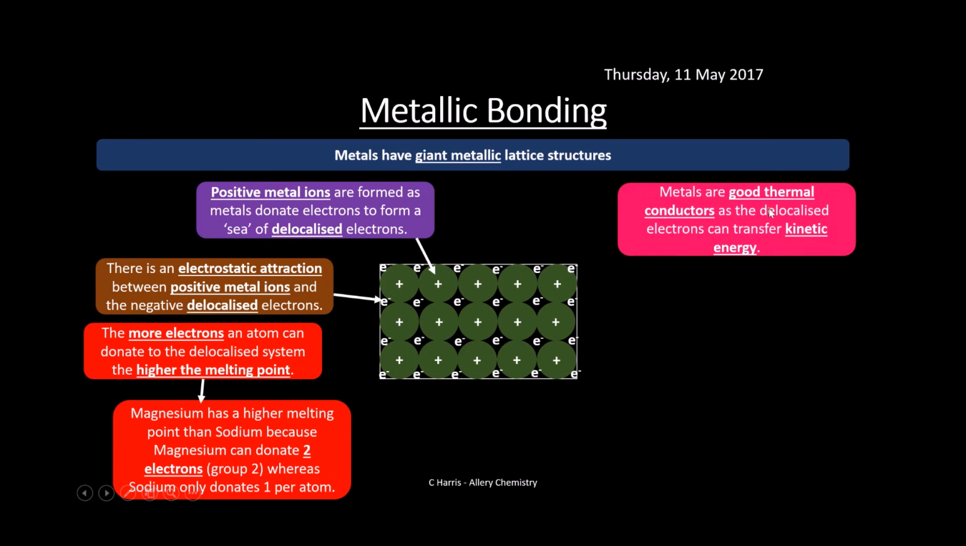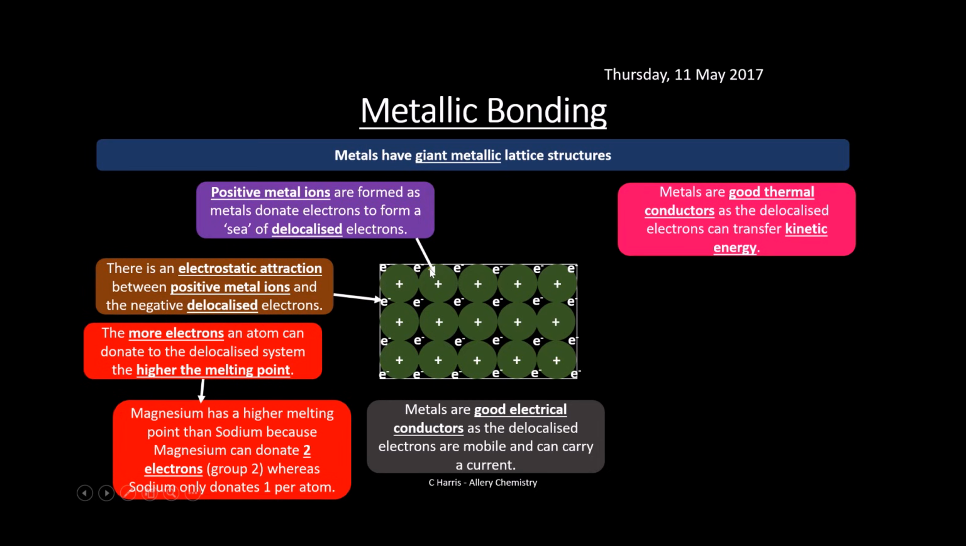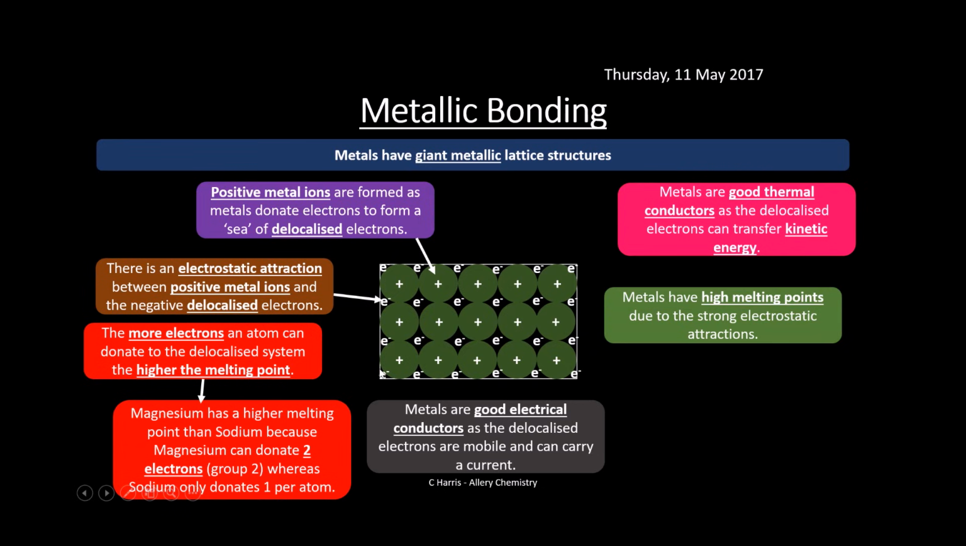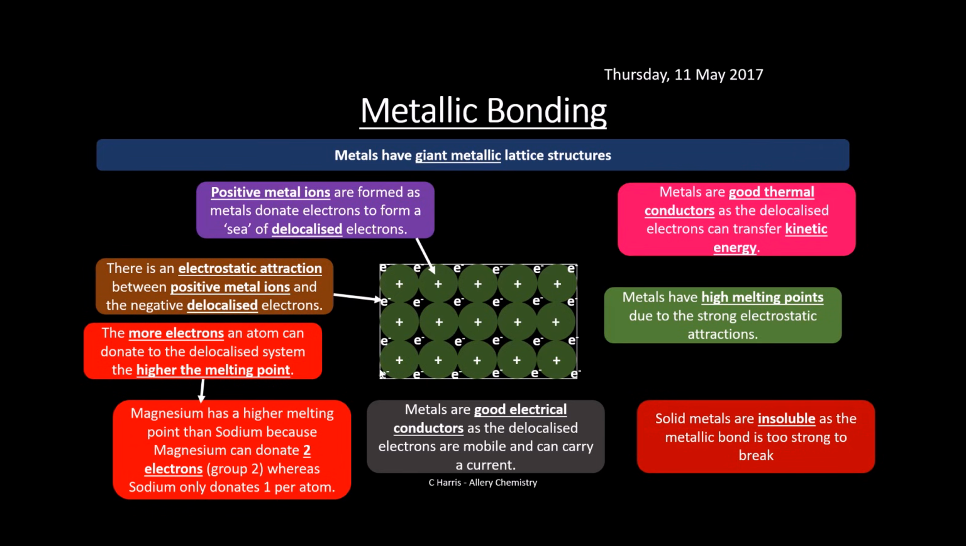Metals are good thermal conductors. They have delocalized electrons. These electrons here, they can move, so they can transfer their kinetic energy when they're heated up. They're also good electrical conductors, no surprise there then. Again, delocalized electrons, they can carry that charge, or they can carry the current running through the metal, so metals are good conductors. They have high melting points as well, lots of strong electrostatic attractions holding these delocalized electrons and positive ions together. And solid metals are insoluble, they don't dissolve in water. The metallic bond is far too strong for it to break, and that's why they don't dissolve well in water.